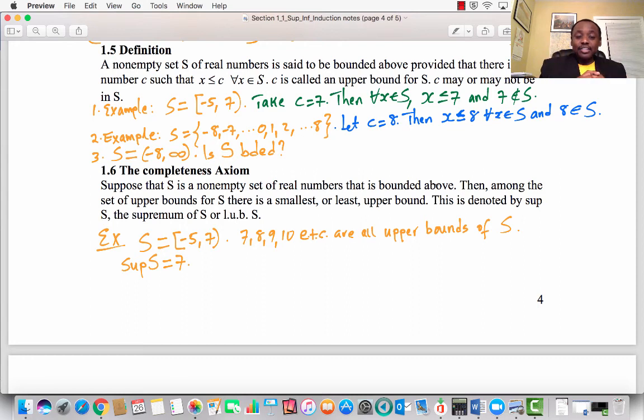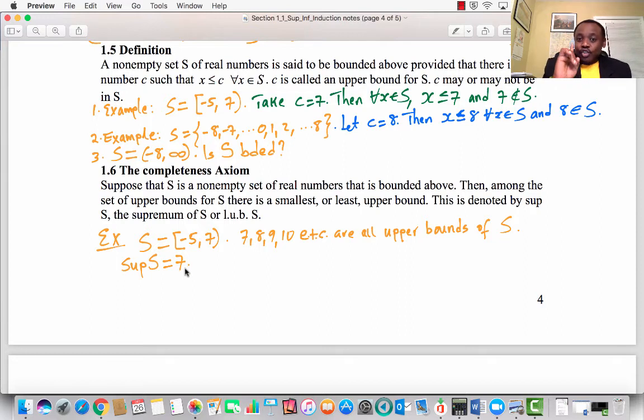So like I mentioned, for the set S closed at -5 and open at 7, 7, 8, 9, 10, 5 million, and so on and so forth are all upper bounds of S. In fact, there are infinitely many upper bounds of S. So we're interested in one particular upper bound, and that is the least upper bound of S, or the supremum of S, or sup S. In this case, sup S is 7.